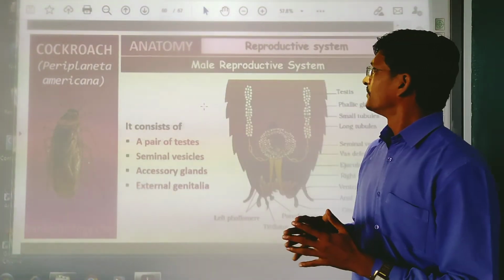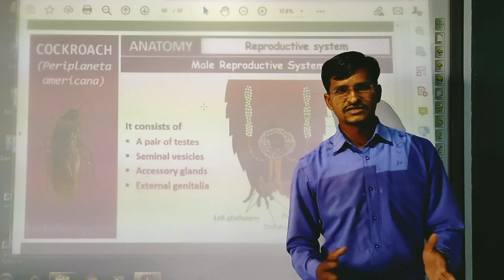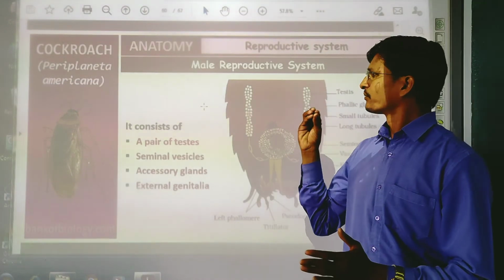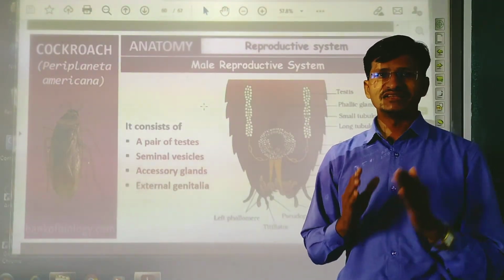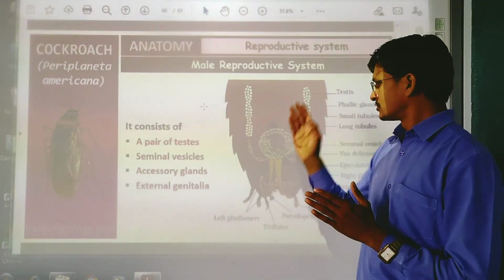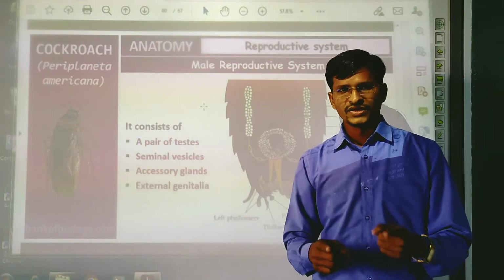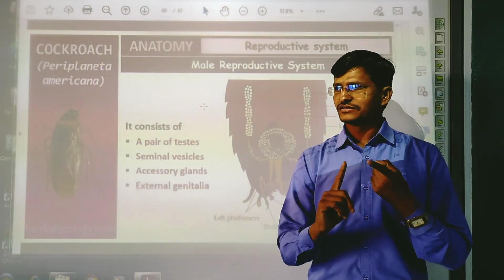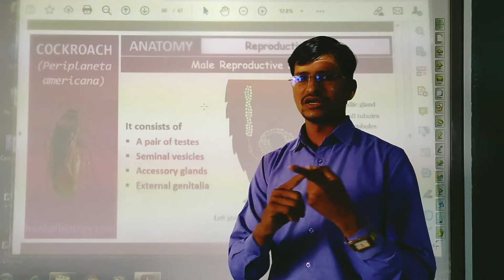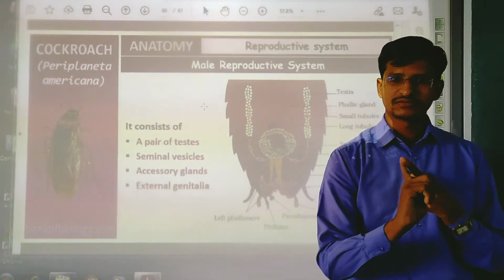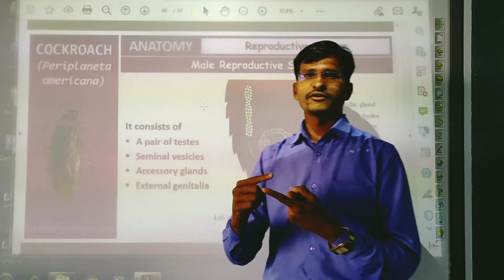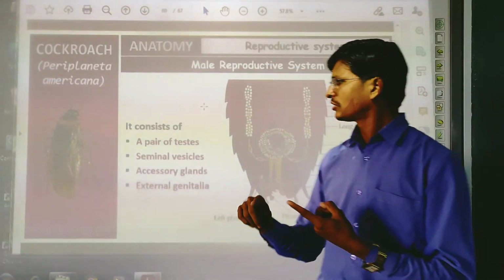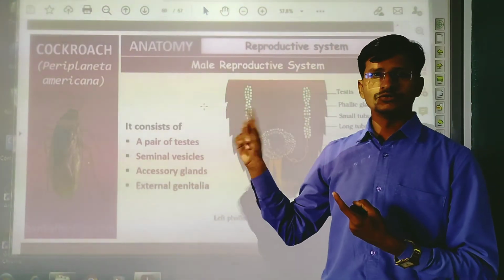Now, next are two important systems of the cockroach: the male reproductive system and the female reproductive system. So this can be asked in the exam. It can be asked: draw a labeled diagram of the male reproductive system of the cockroach, draw a labeled diagram of the female reproductive system of the cockroach. So in that we have to draw this diagram.